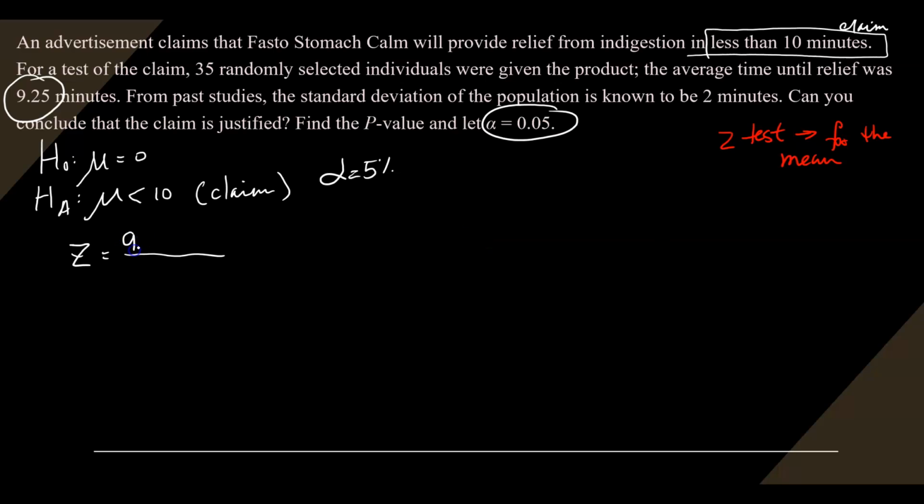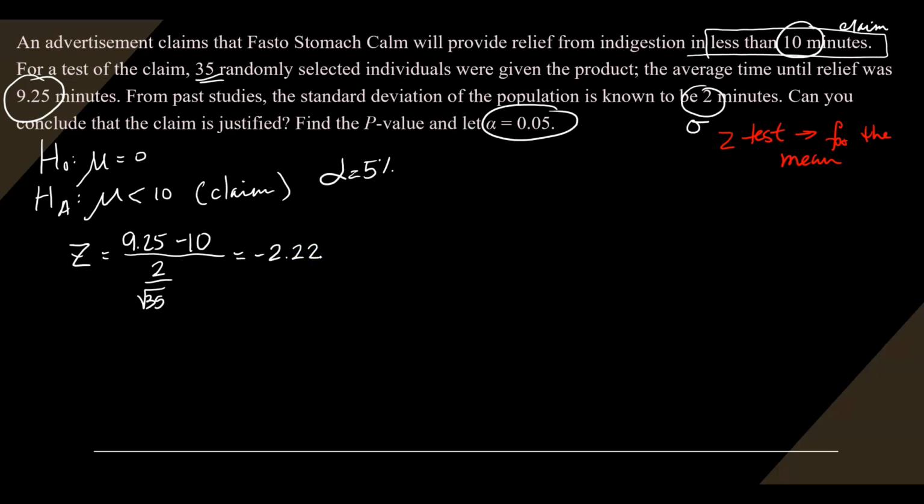9.25. This is the observed value, minus the 10 minutes, which is the hypothesized value. All right. The population standard deviation is 2 minutes. And I had 35 people in my sample. I put all of this into the calculator, and I end up with negative 2.218. Okay, so I can round that to negative 2.22.